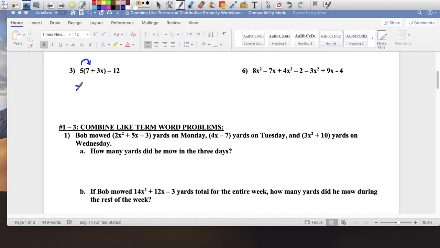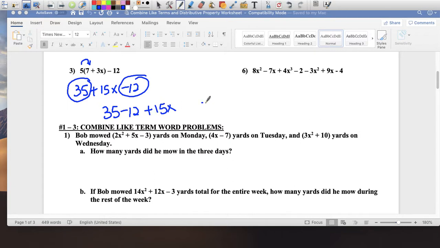So again, distributive property, 35 plus 15x, and then -12. Remember, the 12 is not inside the parentheses, so it's just hanging out there waiting. Can I combine any like terms? Yes, I have this guy here, which is a 35 and a -12, so let me put them side by side. And I'm bringing the plus 15x to the back. So 35 minus 12 is, I don't know, 23. Positive, right? Plus 15x. And this is my final answer.